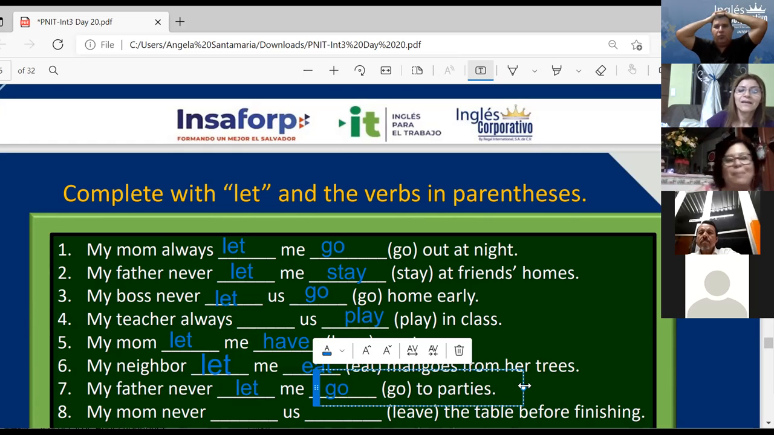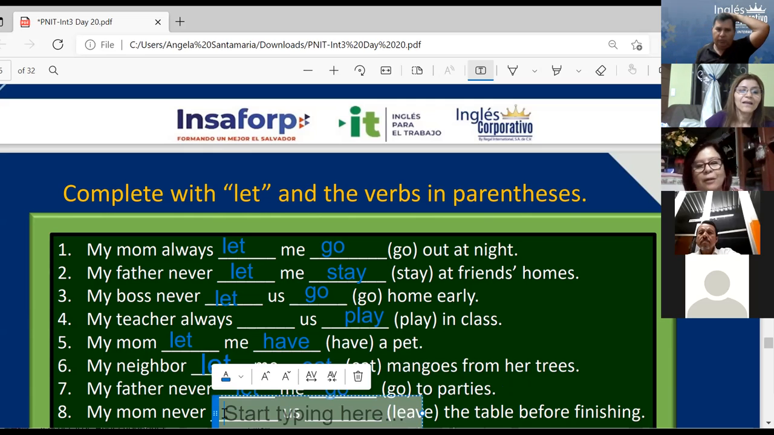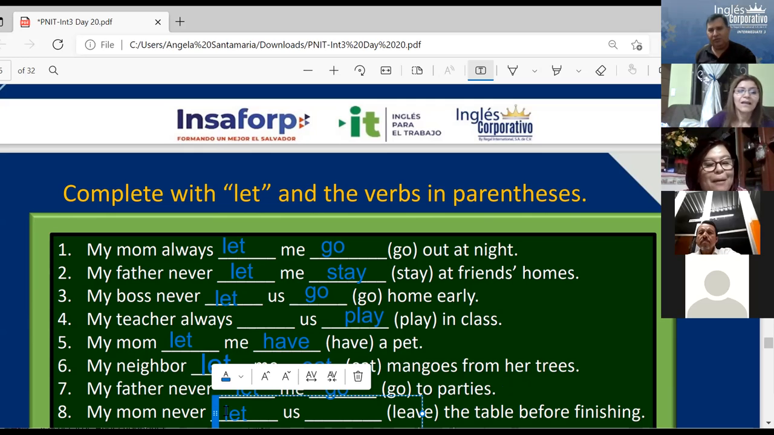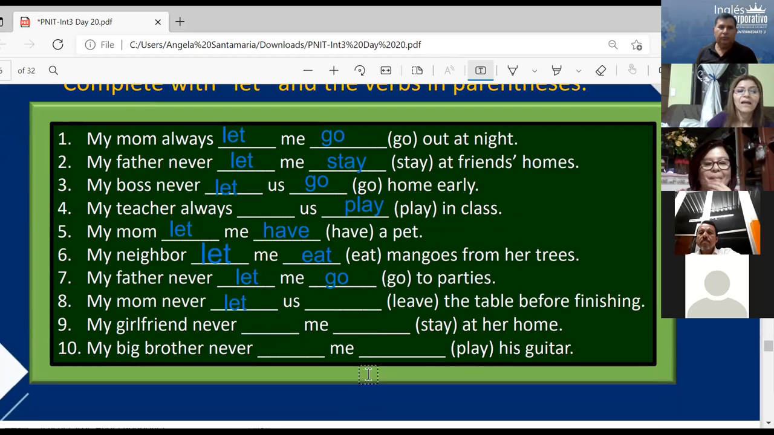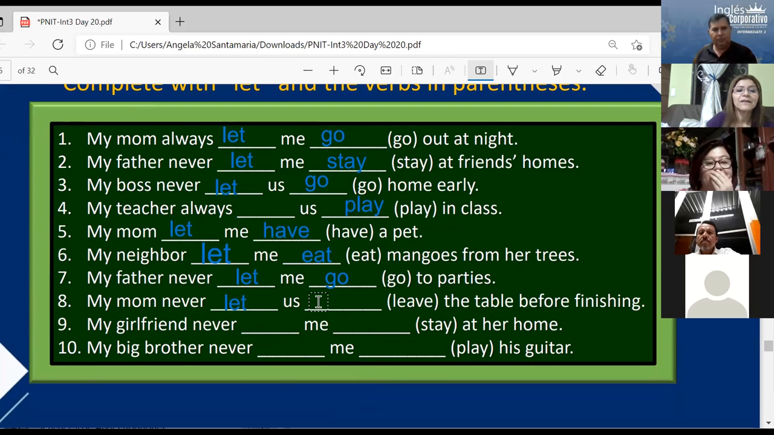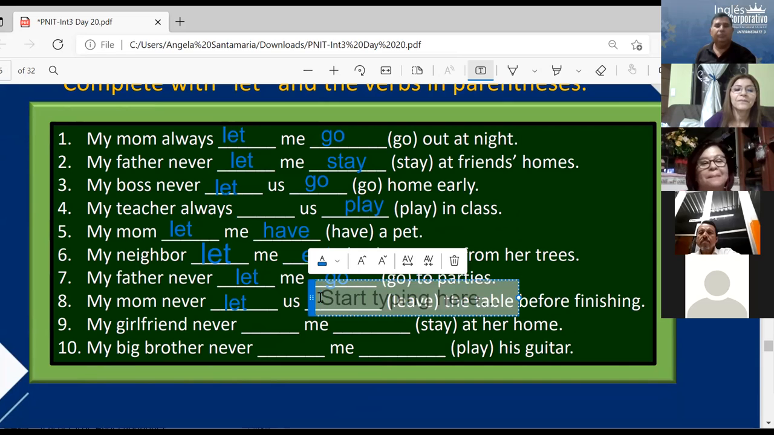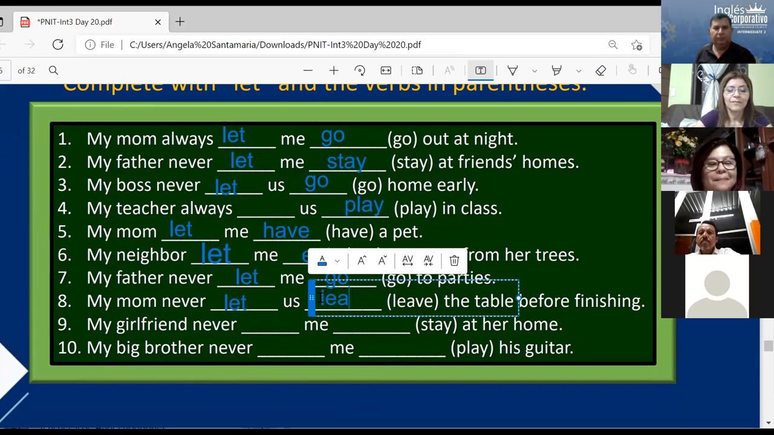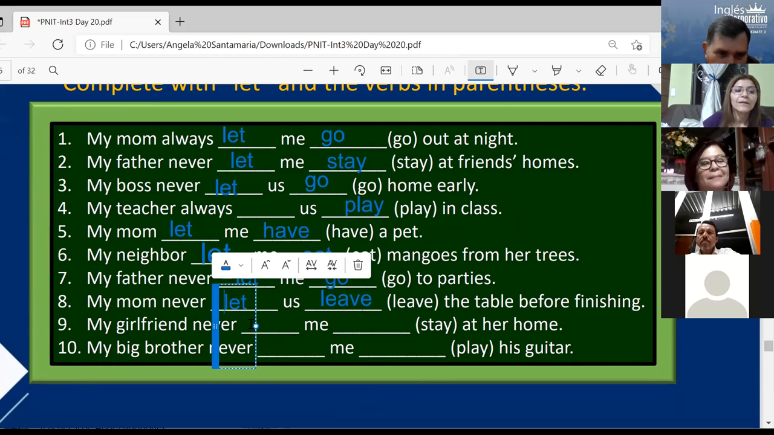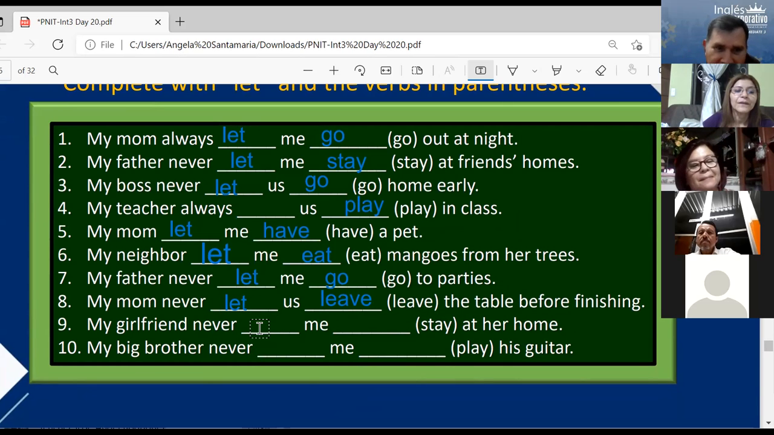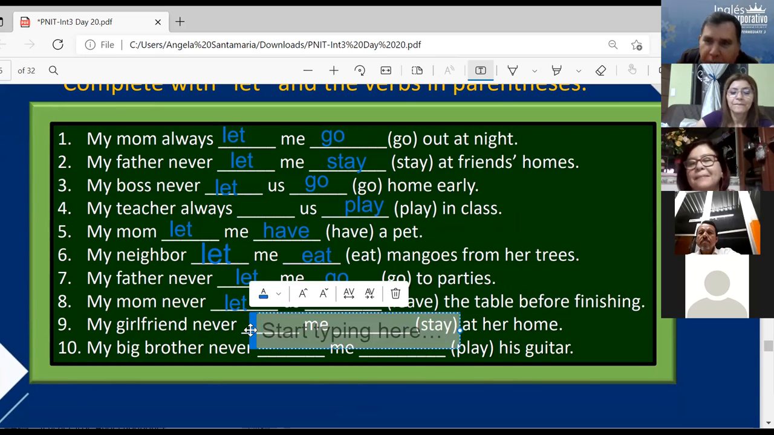Let me go to the bar. Uh-huh. And the last one? No, the last one. My mother never let us leave. Never let us leave, right? Mm-hmm. As you can see, all of them are third person.